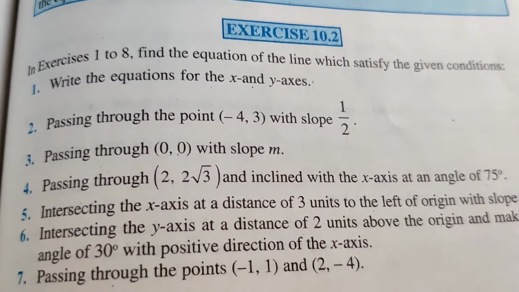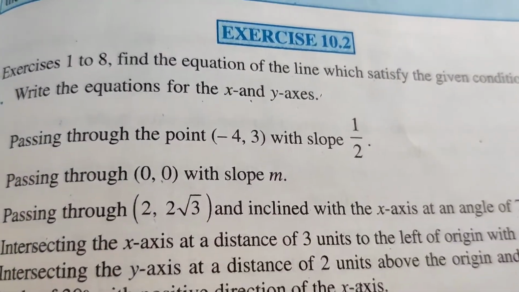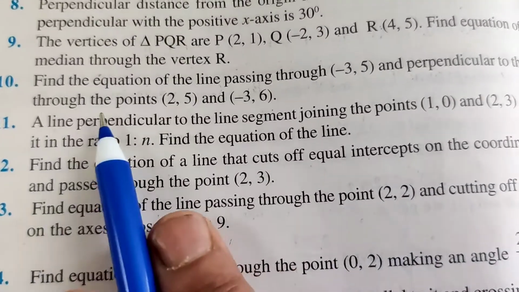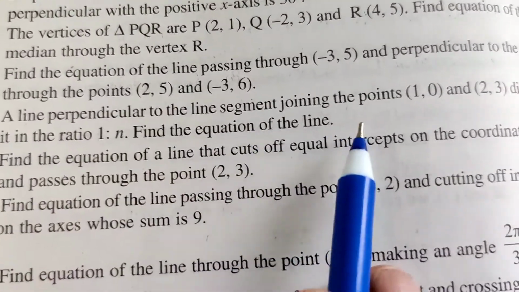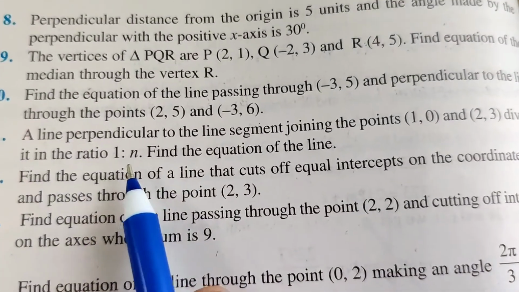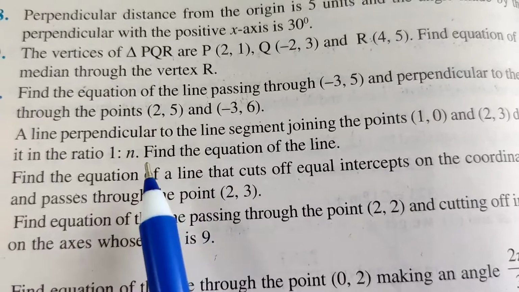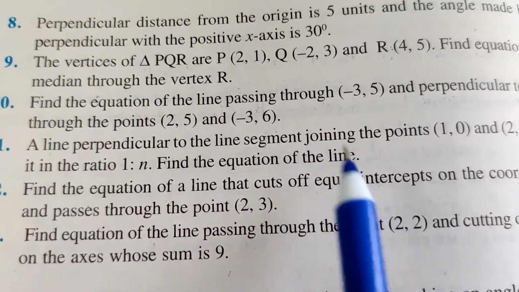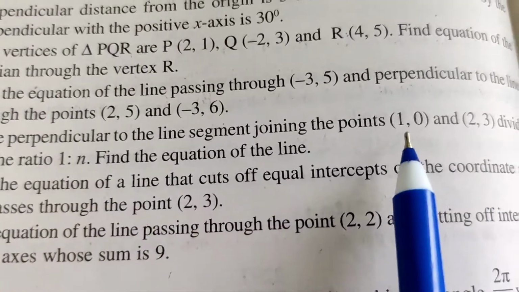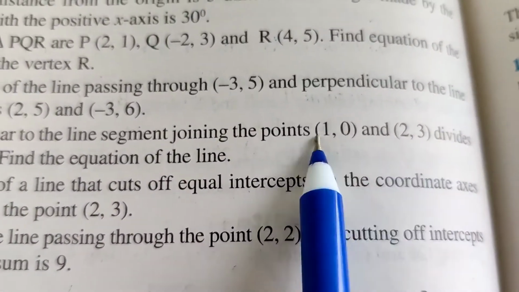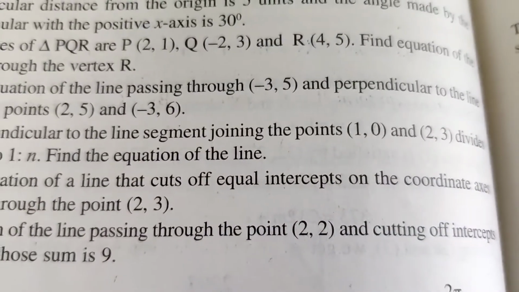Exercise 10.2, question number 11. A line perpendicular to the line segment joining the points (1, 0) and (2, 3) divides it in the ratio 1:n. Find the equation of the line. So first we have to find the slope of this line.